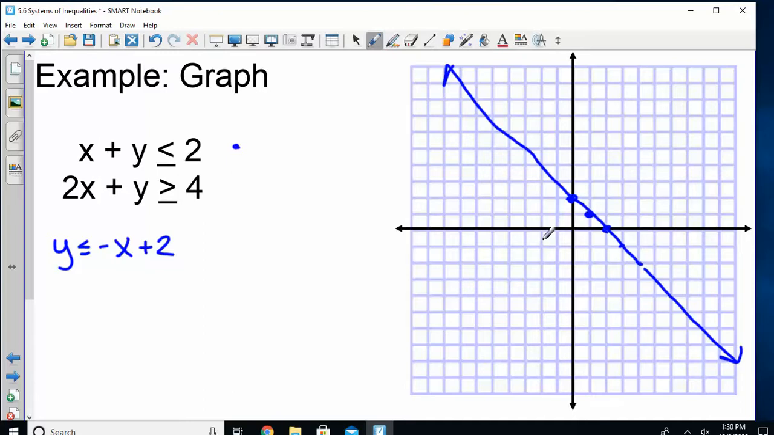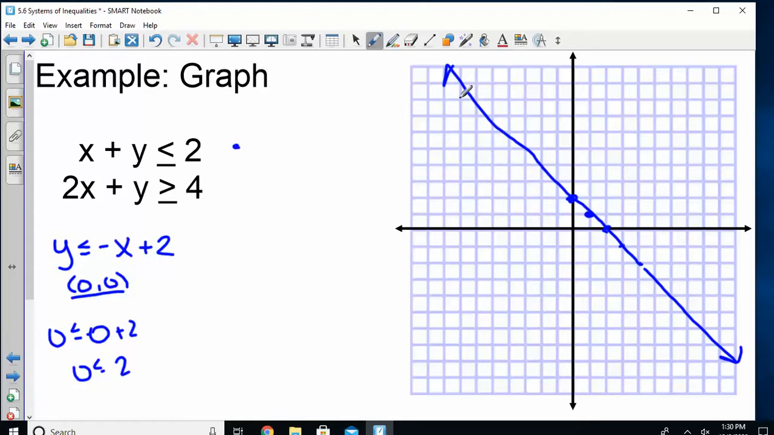So to do that, I think Ms. Keller usually taught you to pick a point, something not on the line. So 0, 0 was a favorite point unless it fell on the line itself and you had to do something different. If I put 0, 0 in here, does it matter where I put it in? Let's just do this one right here. So I get 0 is less than or equal to 0 plus 2. So is 0 less than or equal to 2? Yes, so 0, 0 works.